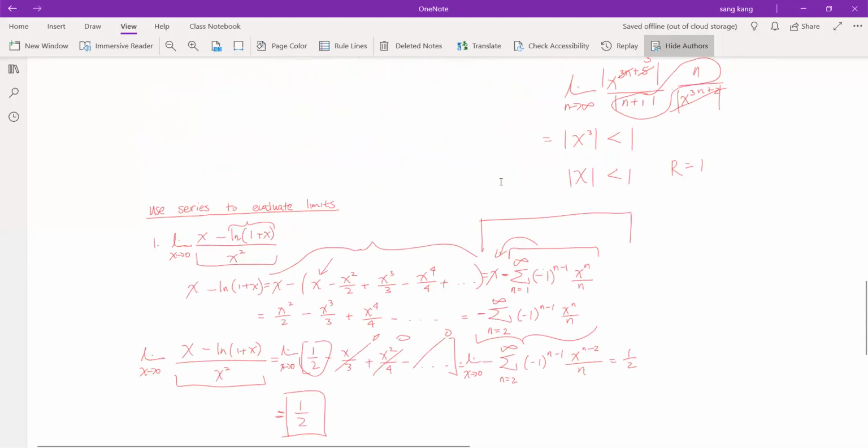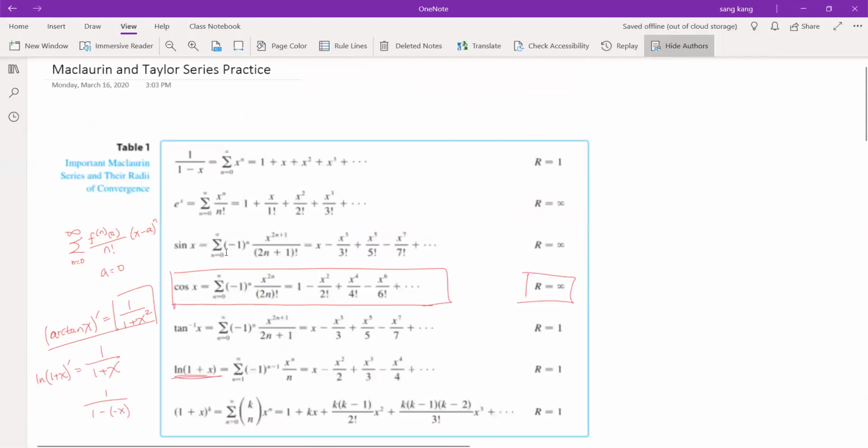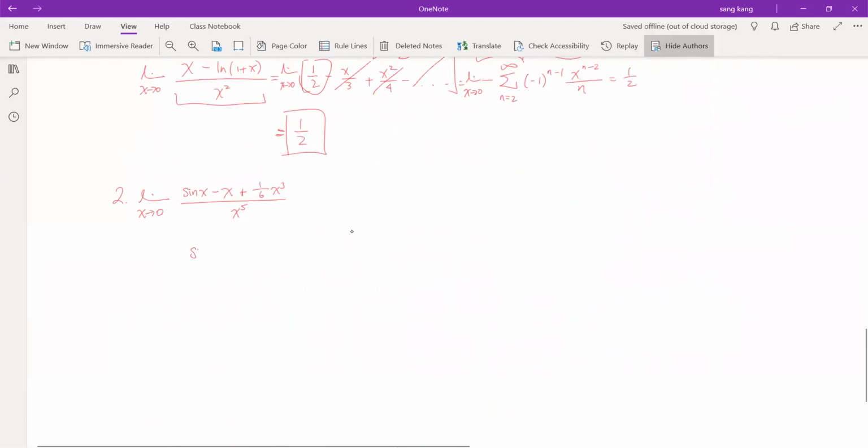I mean, it's the same idea. We start with a known series. So from this expression, we know sine of x, right? We know sine of x. We have it up here. We can express it as a Maclaurin polynomial right here. So we start with that. Sine of x is equal to x minus x cubed over 3 factorial plus x to the 5th over 5 factorial minus x to the 7th over 7 factorial, dot, dot, dot.